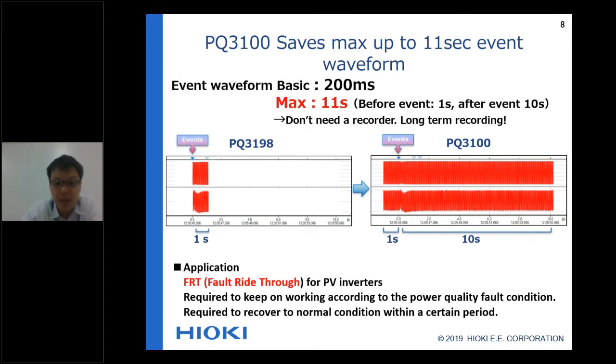Okay, so one of our products, the PQ700, the good point is that, as I told you, you can record all of the measurements at 200 millisecond intervals. But if something occurred, an event, in that case you can record up to 11 seconds. A very, very long time. Because of these features, for PV inverters, we have one good application, FRT. About this application, I will explain after.